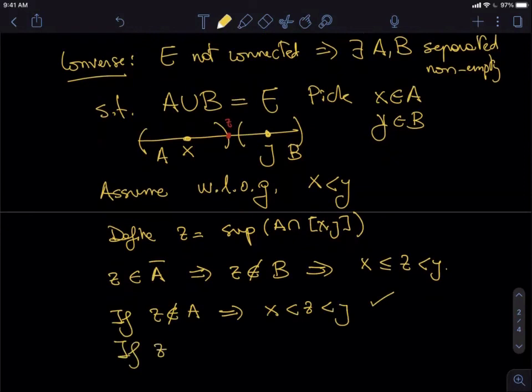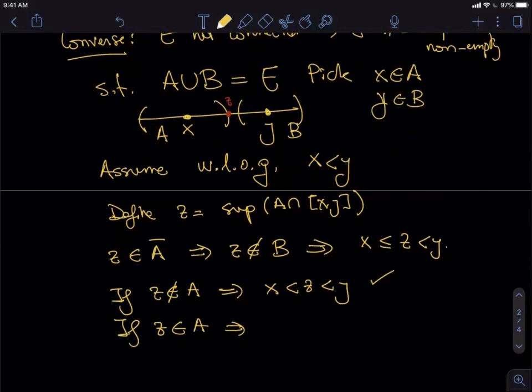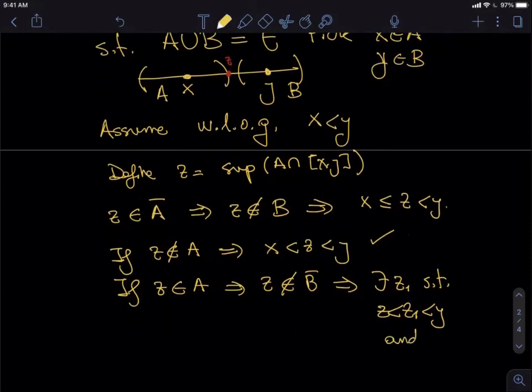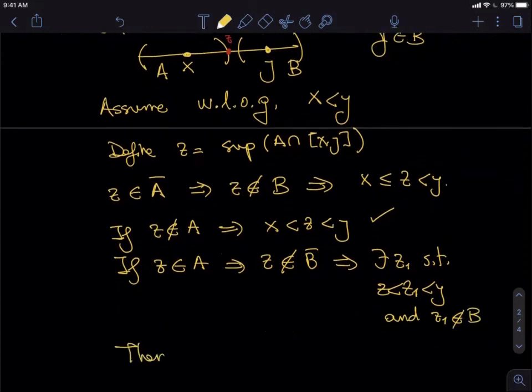And if z is in A, then what happens? Then z must be not in B, and therefore there must exist z1 such that z less than z1 less than y, and z1 is not in B. Then x is less than z1 less than y, and z1 is not in E, and that finishes the proof, because we have been able to find a z1 that was in between x and y.